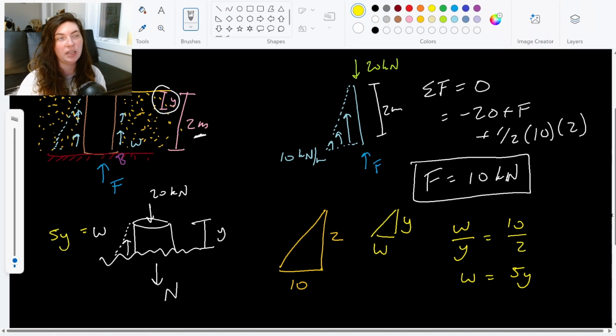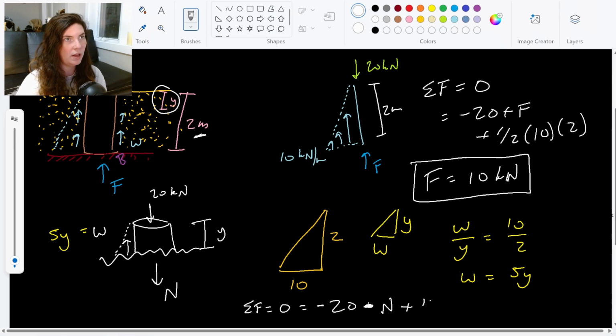And now I'm going to set up an equilibrium equation for this. So my sum of forces equals 0. And I still have that negative 20 is just a constant up top. Then I'm going to have minus n, the way I've drawn it, in the negative y direction. So negative 20 minus n plus, again, it's that 1/2 base times height for that triangular distributed load.